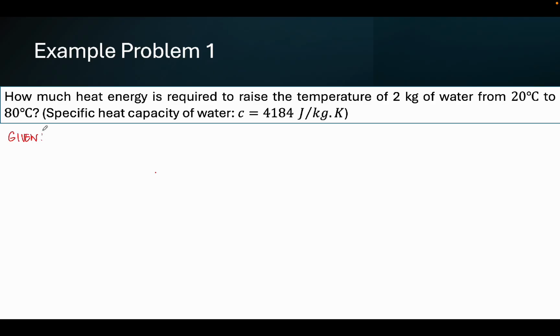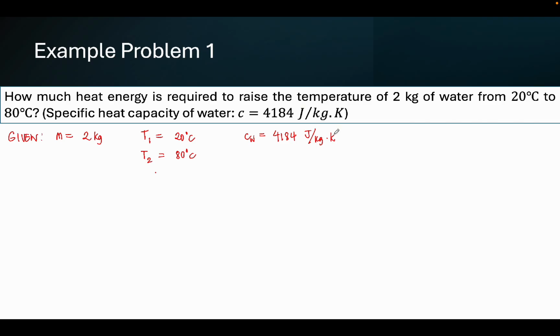So the givens are, the first one is the mass of the water, which is 2 kilograms. And then we have two different temperatures. The first temperature, 20 degrees Celsius, is our initial temperature. Let's have it as T1, which is equal to 20 degrees Celsius. And then we have the final temperature, T2, is equal to 80 degrees Celsius. Also, we are given the value of the specific heat of water, which is 4184 joules per kilogram times Kelvin.